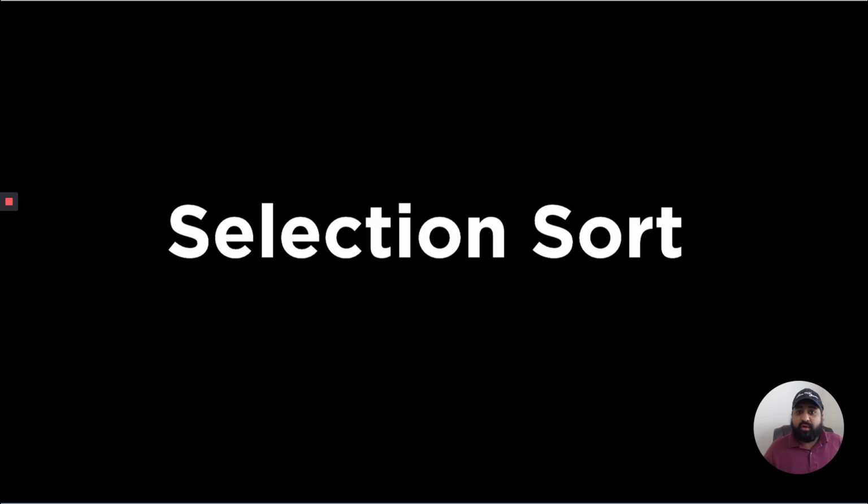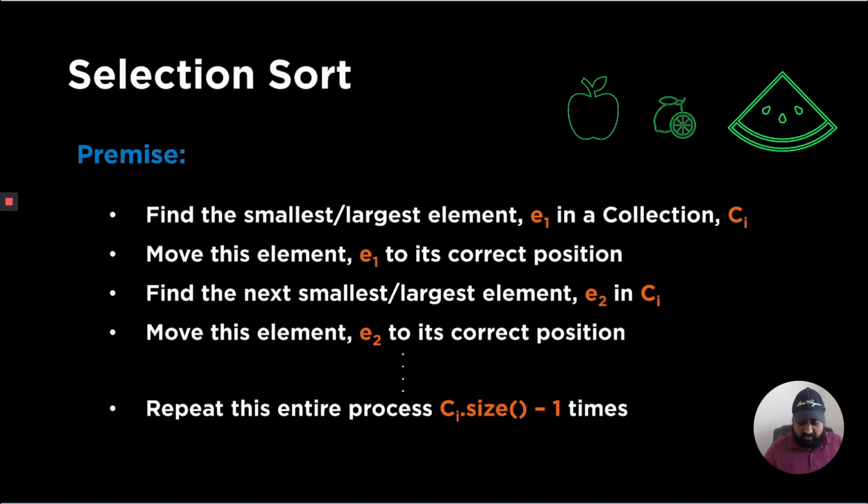In this first video, we are going to discuss our first basic sorting algorithm, which is the selection sort. The idea or the premise behind selection sort is fairly straightforward. If we have a collection of items and we want to sort those items either in ascending or descending order, what we can do is find the smallest or largest element in that collection and repeat this process until the entire collection is sorted.